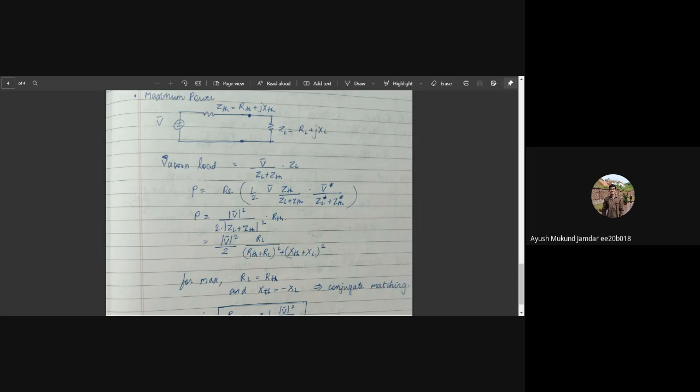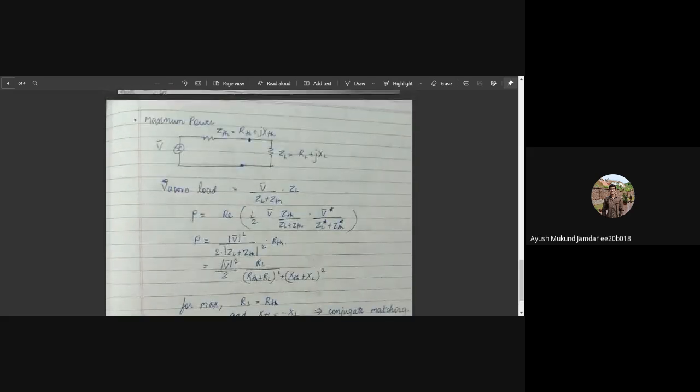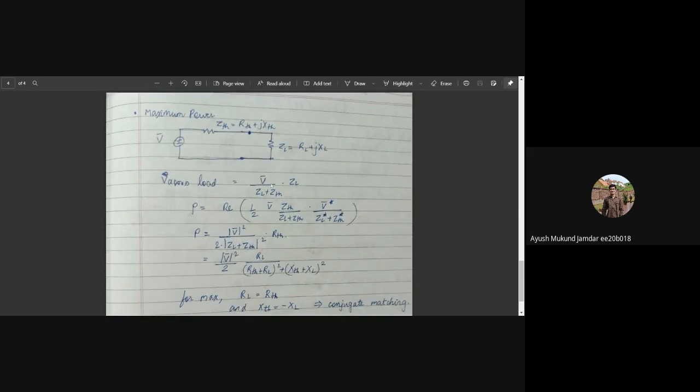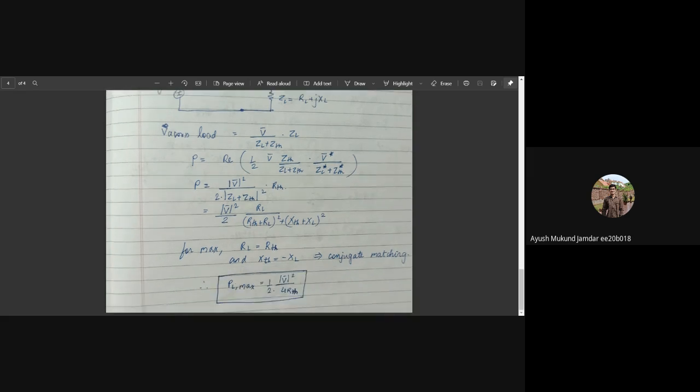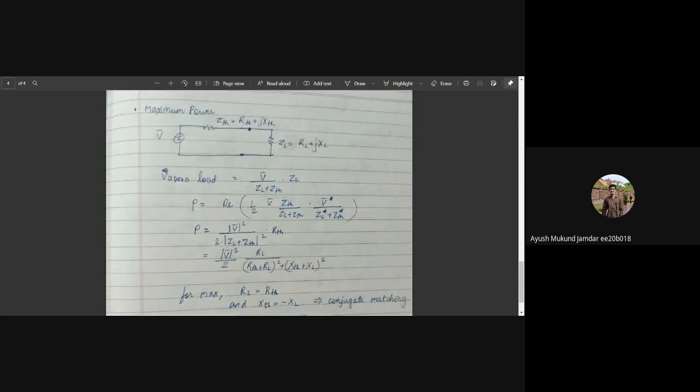The XL equals minus XTH is what we call the conjugate matching. That means that the net impedance seen by the voltage source has no reactance. The net reactance is zero. Only resistance is seen by the load, and RTH is equal to RL, the same way we found for the previous case. This maximizes the power, and this maximum power turns out to be half of mod V square by 4 RTH as an average power.